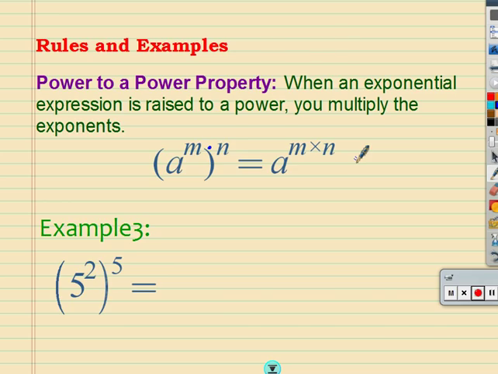An example: 5 to the 2nd power raised to the 5th power. Again, we would write 5 to the 2 times 5, which is equal to 5 to the 10th power. Now let's explain why this works.